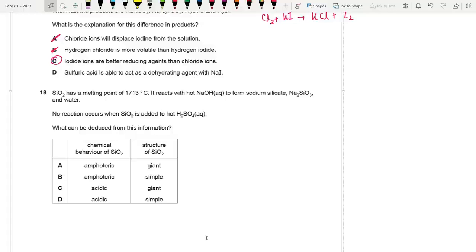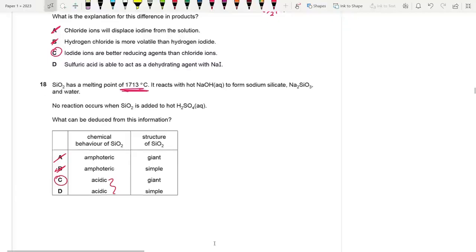Okay, no reaction occurs when SiO2 is added to H2SO4. What can be deduced from this information? Right, so H2SO4 is an acid. So since SiO2 cannot react with the acid, it does not have basic properties. So we can say that SiO2 is an acidic oxide actually, because it can only react with base. But since it has such a high melting point, its structure is obviously giant. Okay, so clearly 18 is C.